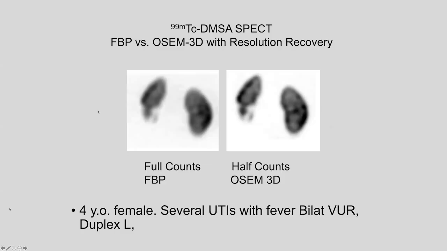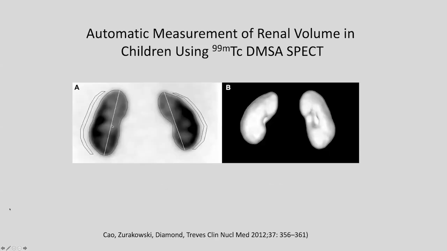Another example with filter back projection using full counts, there's no question there's a problem, a defect on the lower left kidney, much better seen with half counts using OSEM 3D. There's no question about that. So again, I would highly recommend SPECT and OSEM 3D with resolution recovery.